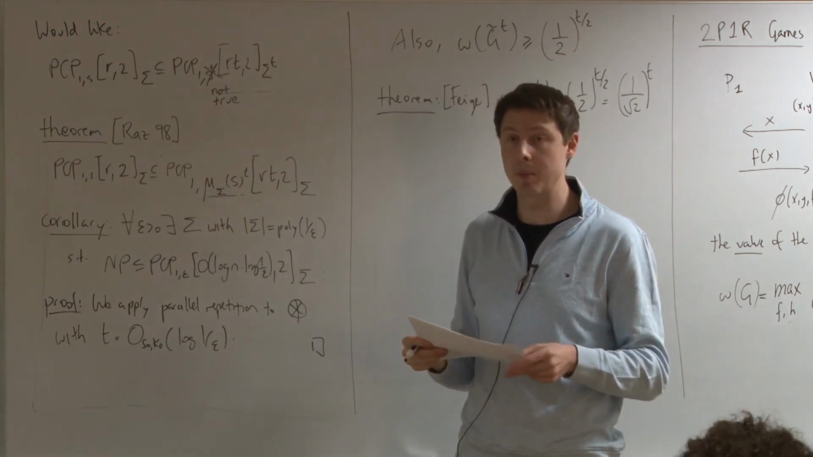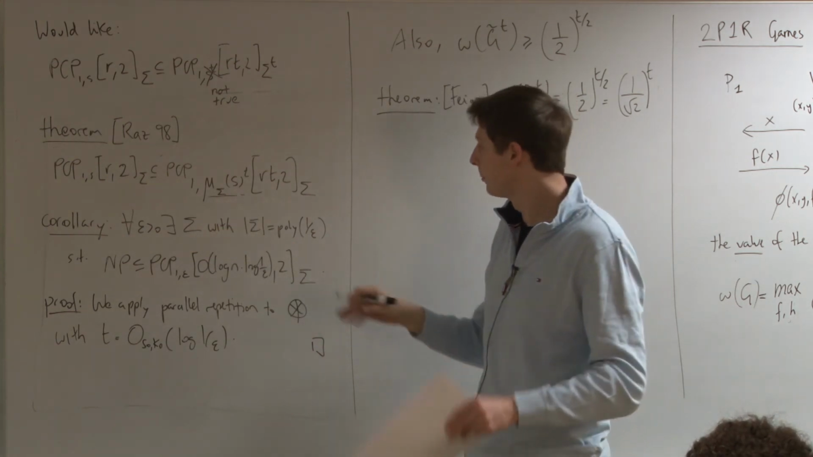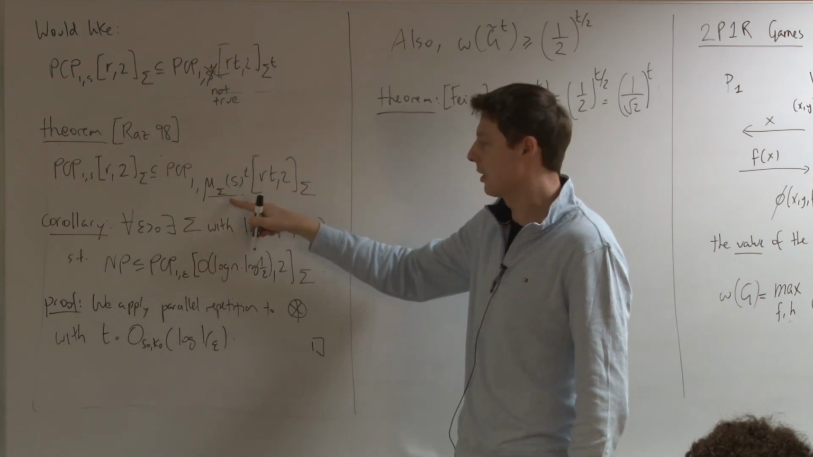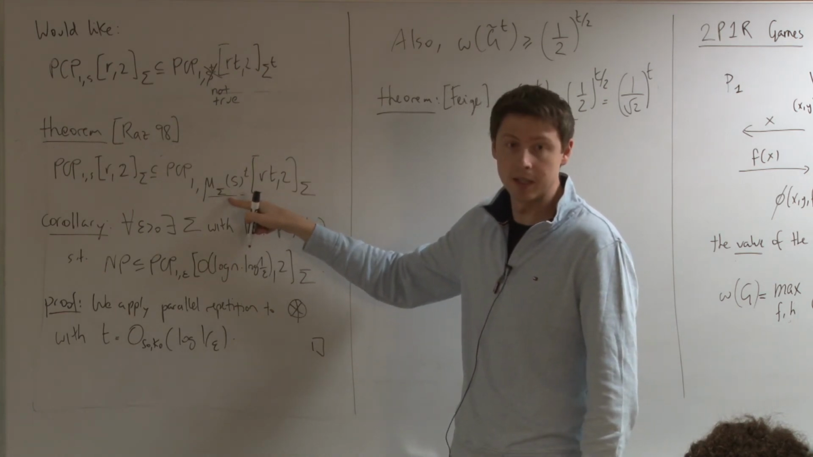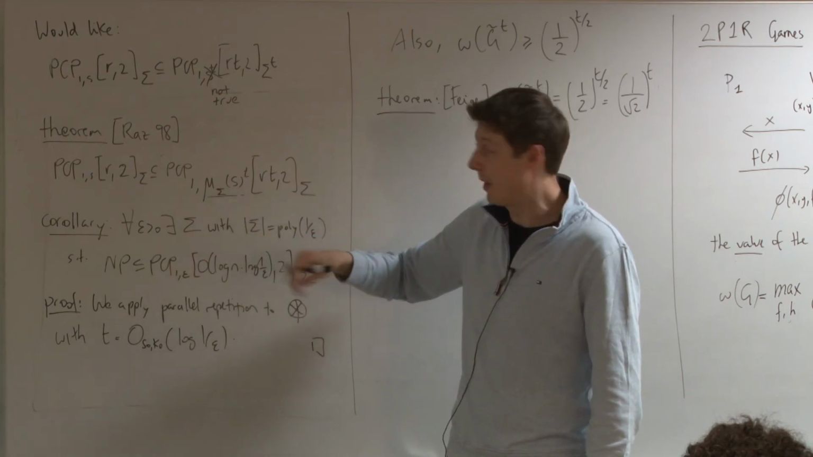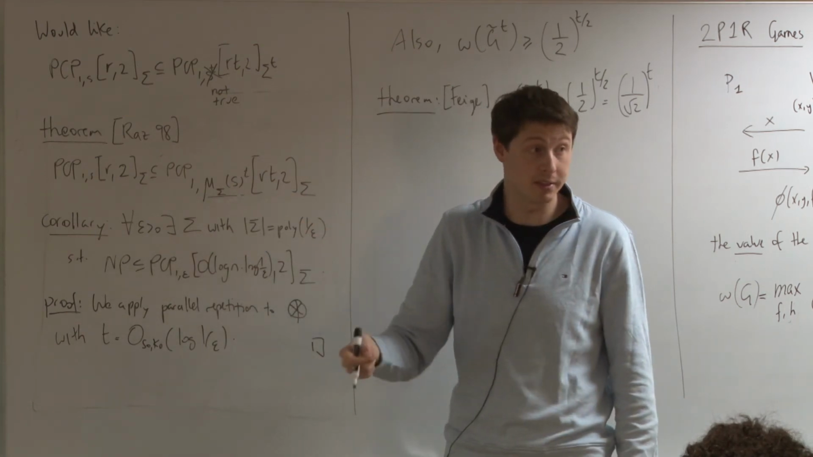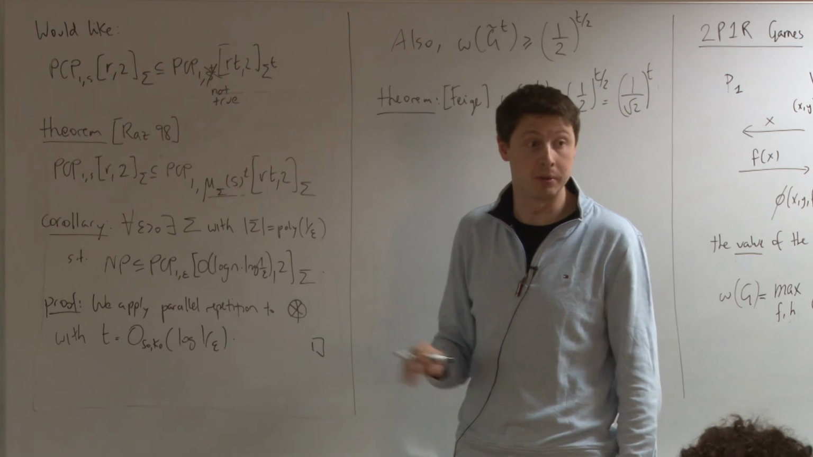I put some links on the website that point to papers where you can look at an example that shows that the dependence on sigma is necessary. So this is understood.